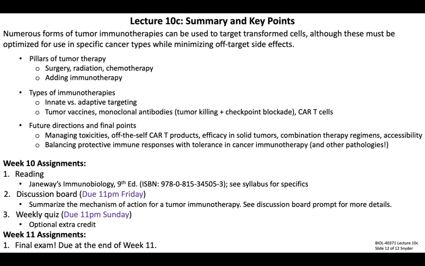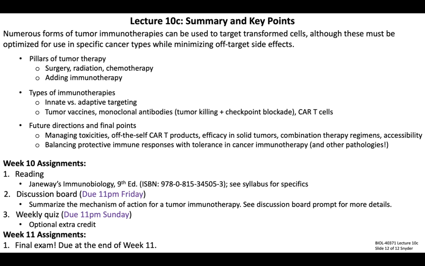To summarize, today we've introduced a class of anti-cancer treatments called immunotherapies, which can work using several mechanisms to improve immune recognition and elimination of transformed cancer cells. Although these can be added for use in combination with existing pillars of tumor therapy, they still need to be optimized in order to minimize off-target side effects. We went over a quick summary of innate and adaptive cancer immunotherapies and spent a little extra time explaining how things like tumor vaccines, monoclonal antibodies, and CAR T cells function.